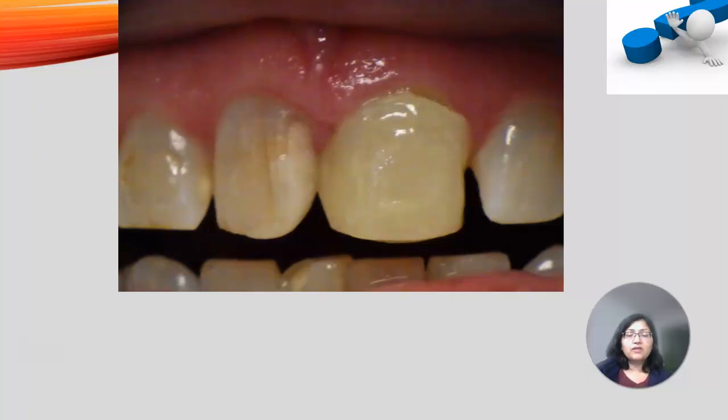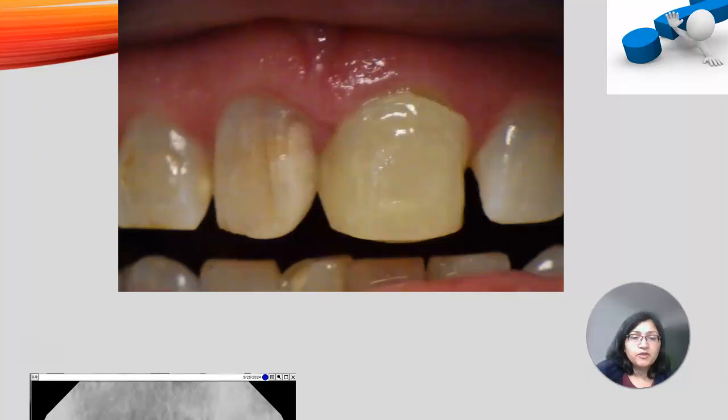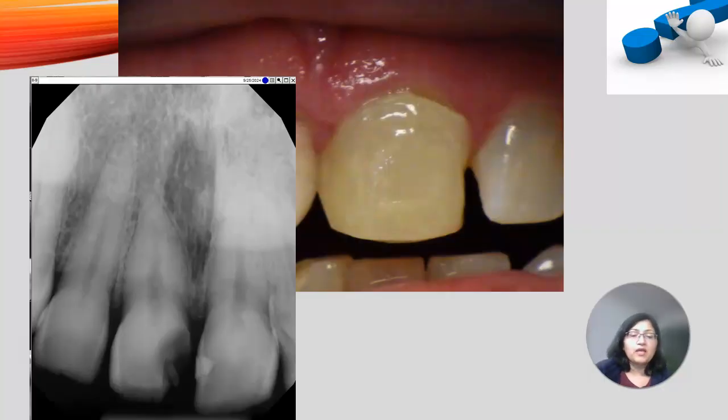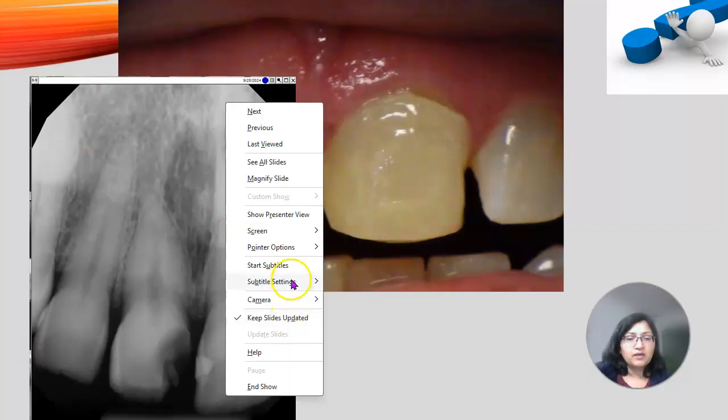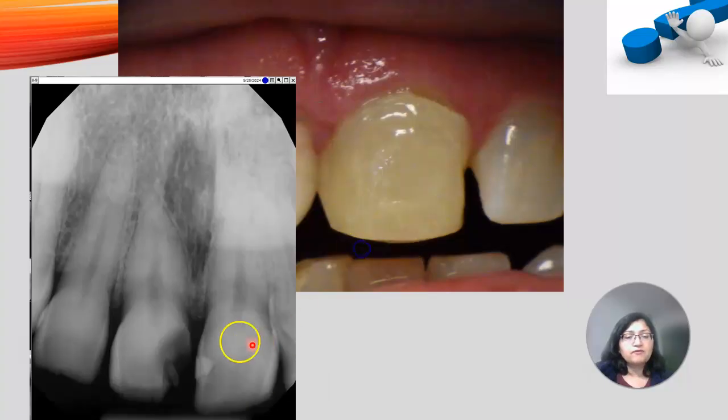Okay, so let's start with this first case. Let me show you this x-ray first. If a patient comes to you with this broken tooth, what are you going to do? Let's say patient A, she had come to me, she's in her 40s, she had come to the clinic and she was very distressed and upset because another dentist that she had gone to was telling her that the prognosis is really bad, we cannot save the tooth, and she was given an estimate for the implant.